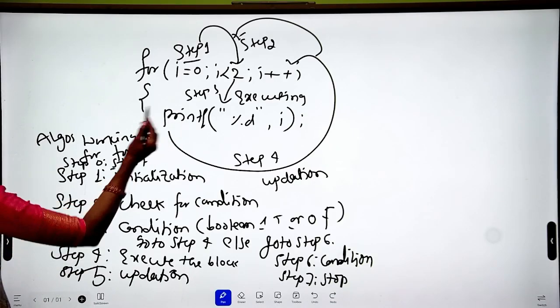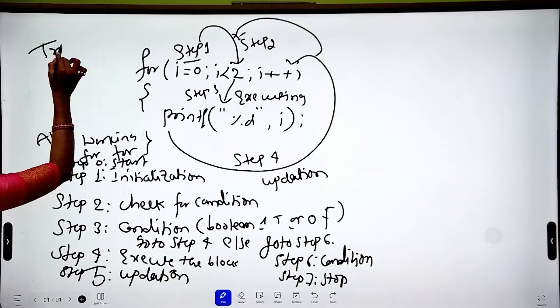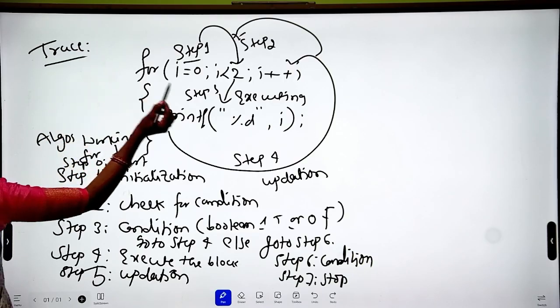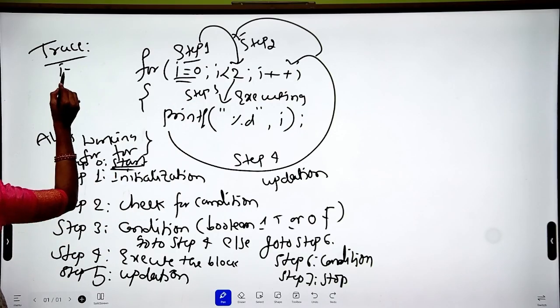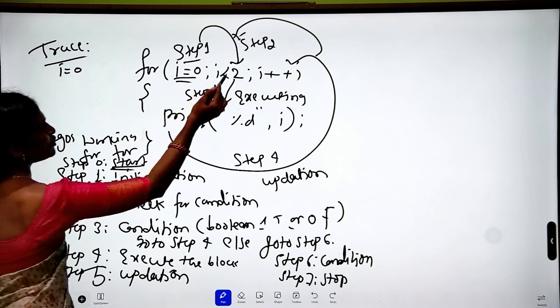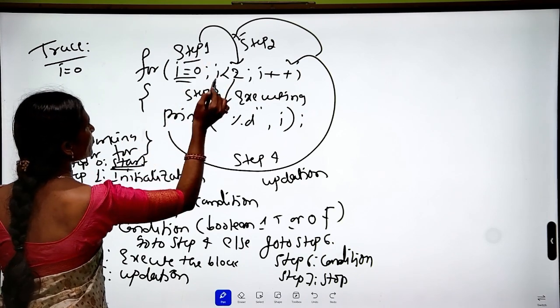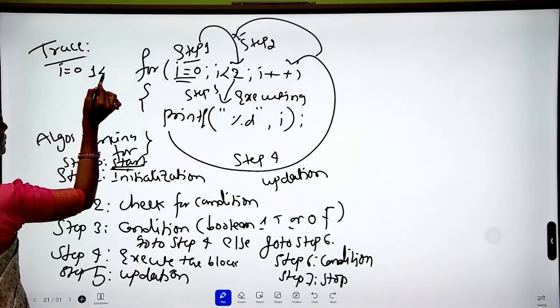I hope you are clear. Once I trace this, you will understand. Again tracing. Let's take the first step. One is the algorithm start. Now we have initialized I value equal to 0. Assume that here I have taken 1. So 1 here, 1 is less than 2.